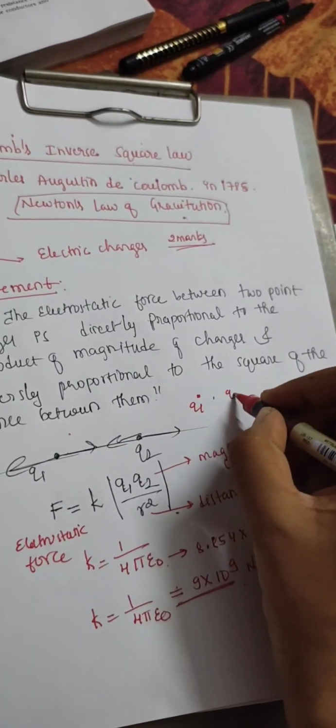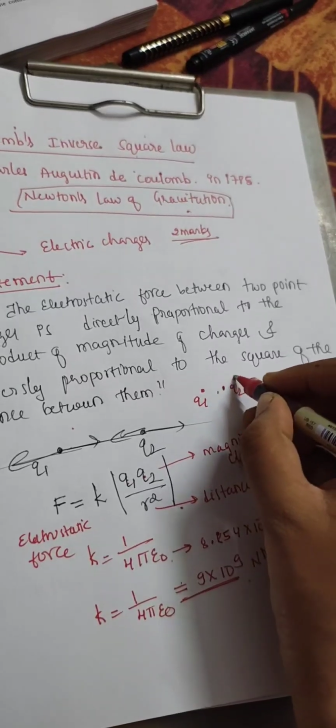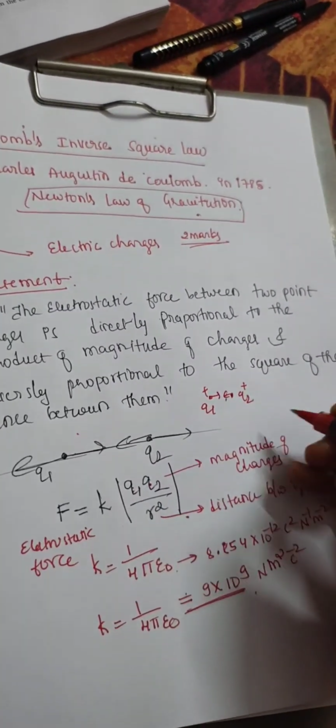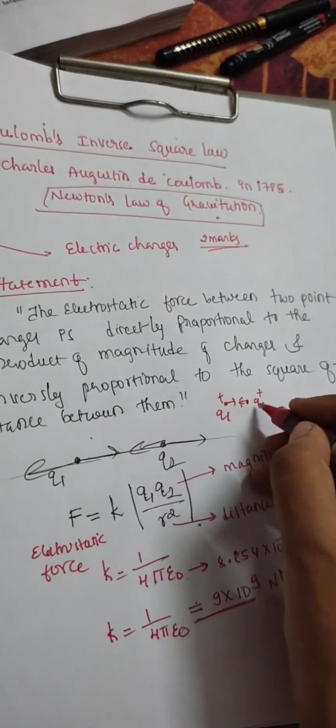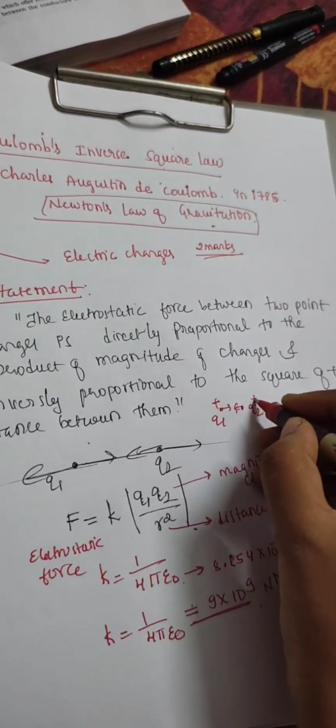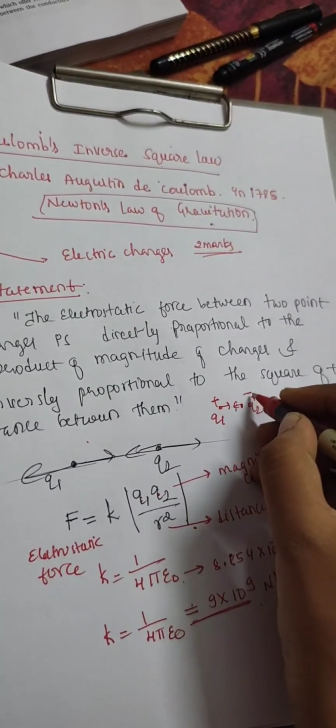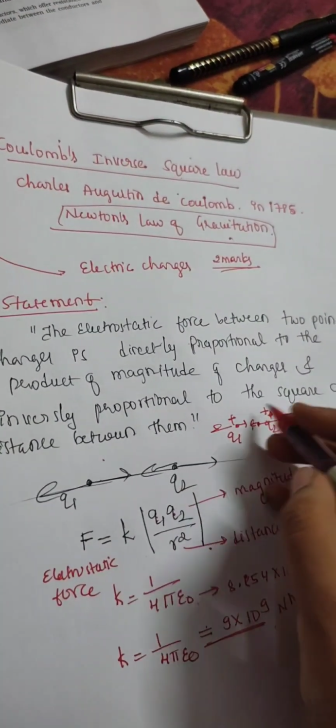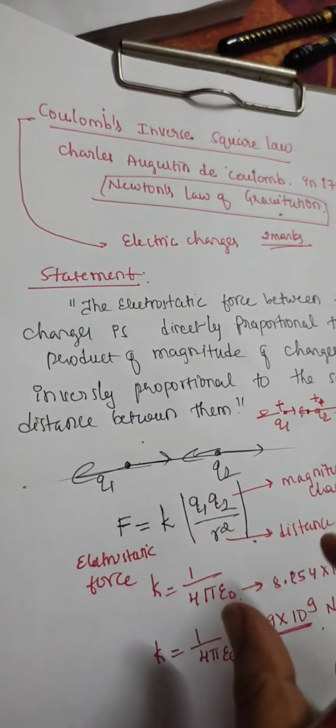Okay, q1 q2, if this is a plus, it may be an attractive one. The force will be the attractive force if it is plus and minus, opposite charges. Or plus plus, it may be repulsive. So it always acts along the line joining them.